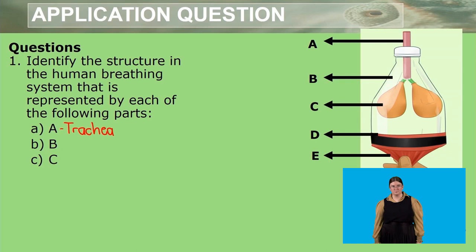And then we have B. B is pointing to the plastic part of the diagram, and that represents the ribs.